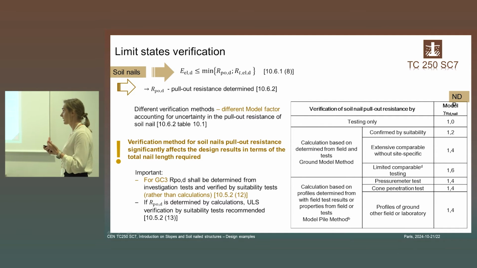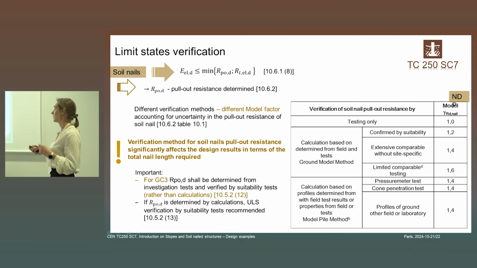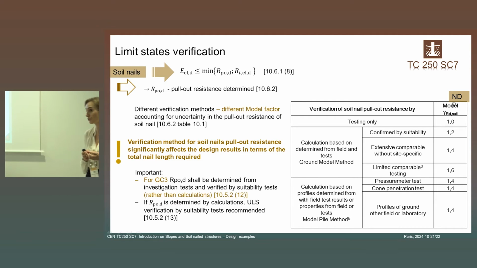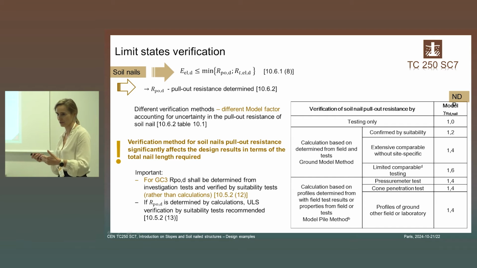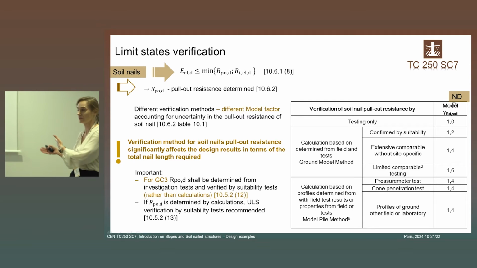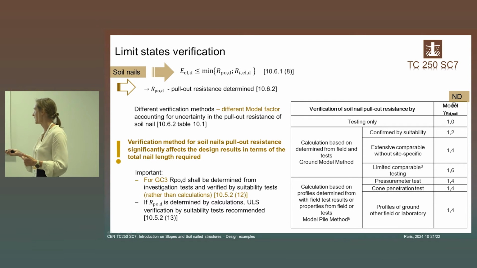additional requirements are given regarding the testing. And for example, for GC3, Geotechnical Category 3, the pull-out resistance shall be determined from investigation tests and verified by suitability tests, which basically means that we cannot design them based solely on calculations, for example, using comparable experience. We have to test them.